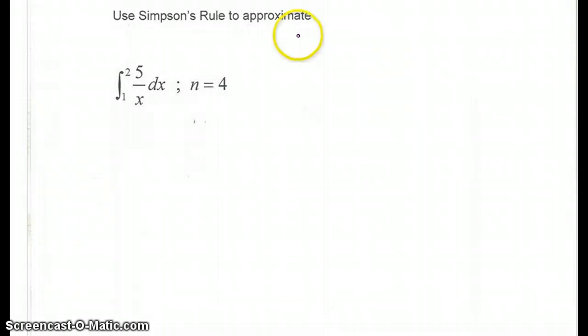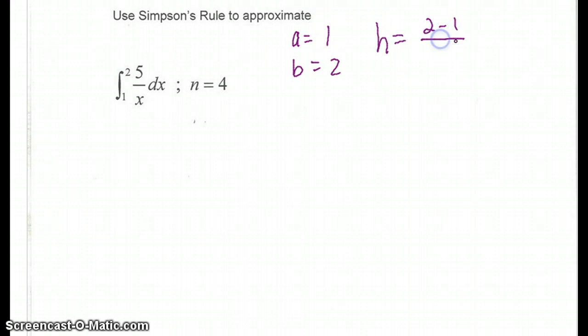So the first thing is, let's write a is 1, b is 2. Let's calculate h, since we know it's going to be 2 minus 1 over 4, which is 1/4. So far, so good, right? If this is the case, we have 4 intervals, which means we'll have 5 data points between 1 and 2.